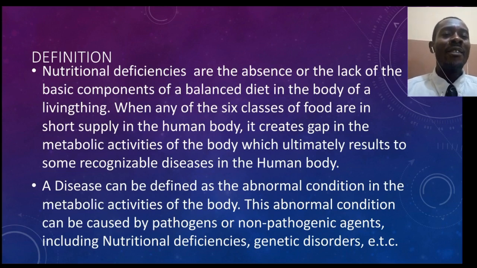Now, when any of the 6 classes of food are in short supply in the human body, it creates a gap in the metabolic activities of the body, which ultimately results in some recognizable diseases in the human body.